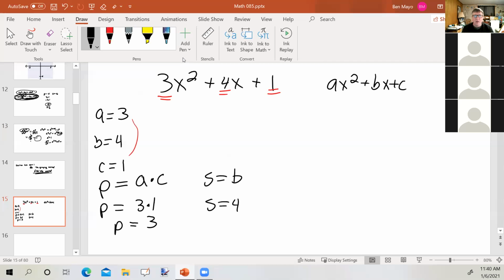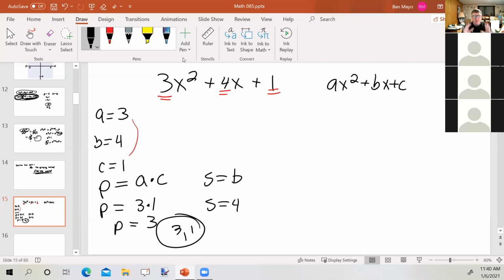So now I'm looking for a pair of 2 numbers whose product is 3 and whose sum is 4. Since the product is positive, it has to be a positive times a positive or a negative times a negative. But since the sum is positive, it has to be 2 positive factors. So 3 and 1. 3 times 1 is 3, 3 plus 1 is 4.